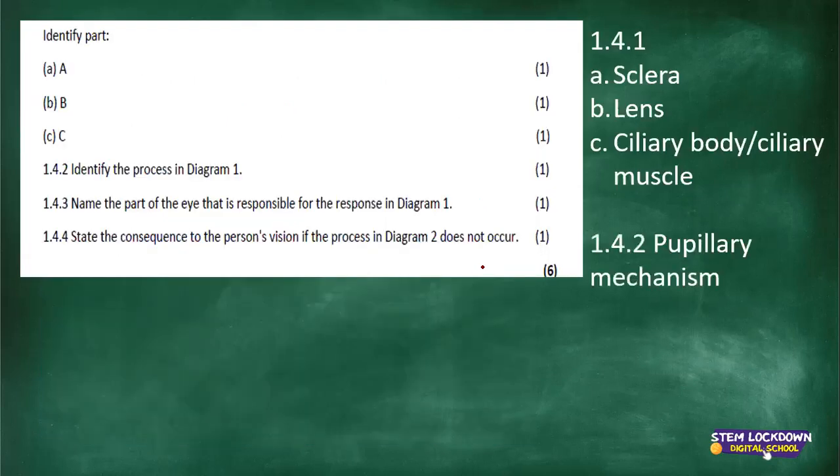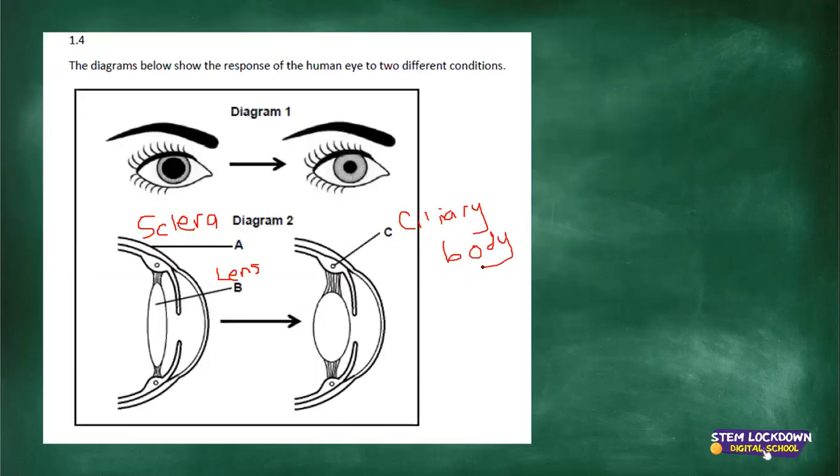It is the pupillary mechanism. Pupillary mechanism, as you can see. In one picture, the pupil is dilated. In the other one, it's relaxed. It's not dilated anymore. So you see that that is the pupillary mechanism that happens.